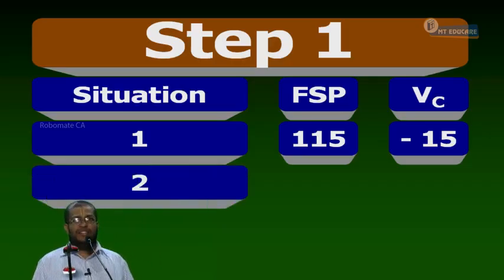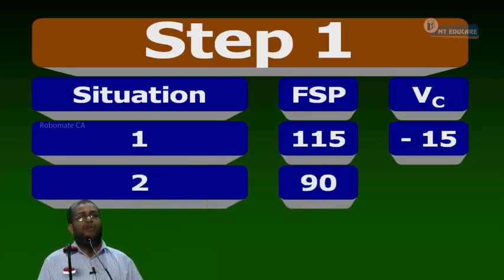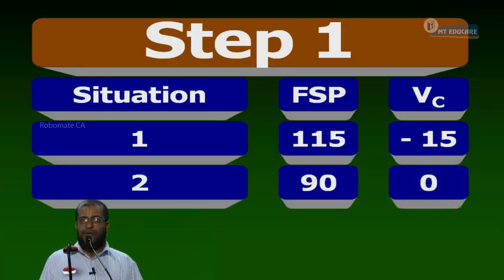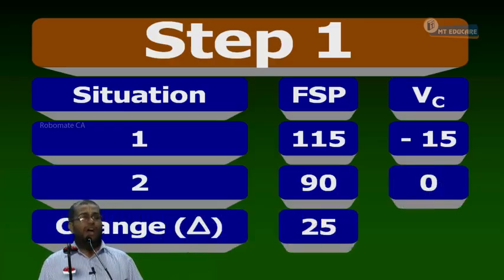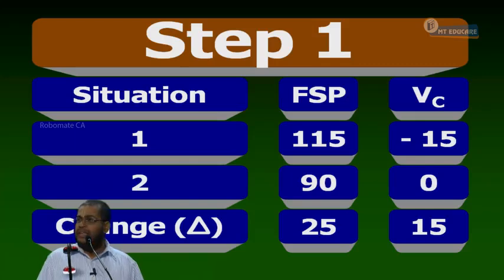Next. Situation 2. FSP can even become what? 90. Will my holder exercise or lapse? Lapse. So what is the value? 0. Now, change. FSP changes by how much rupees? 25. The call value changes by 15. Am I right or not?